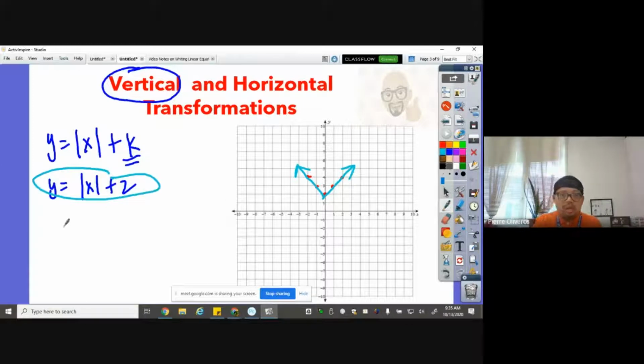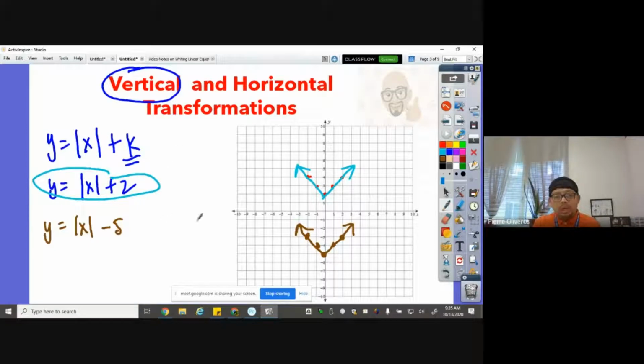On the other hand, if it's y equals the absolute value of x minus 5, what do you think will happen? The V shape will go down 5 from the origin. So 1, 2, 3, 4, 5, and then one up, one over, one up, one over, reflection, reflection, connect them, kaboom. Okay?